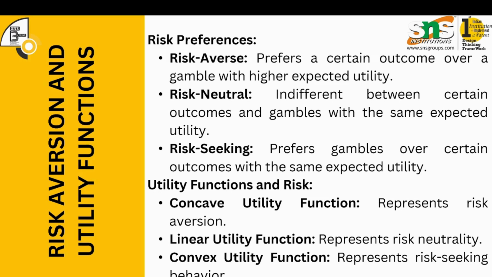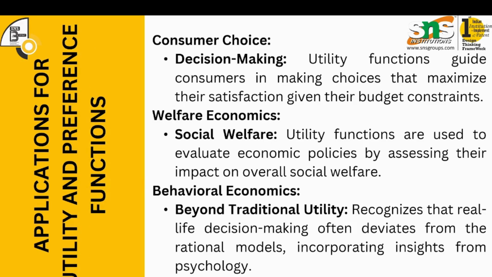Risk aversion and utility function. Risk preferences can be put in three categories: risk averse, risk neutral, and risk seeking. Risk averse people prefer a sure outcome over a gamble. Risk neutral people have an indifferent attitude between outcome and gamble. Risk seeking people would prefer a gamble over outcomes. On the other hand, when we compare utility functions and risk, the concave utility function is an indicator of risk aversion. A linear utility function represents risk neutrality. A convex utility function represents risk-seeking behavior.